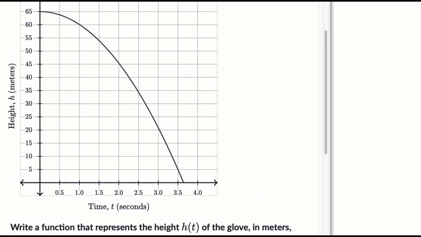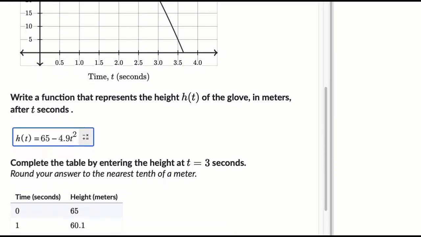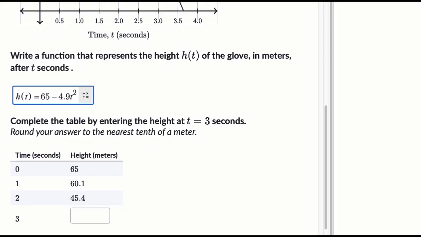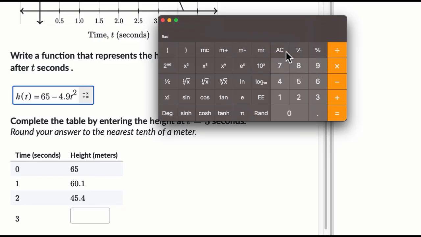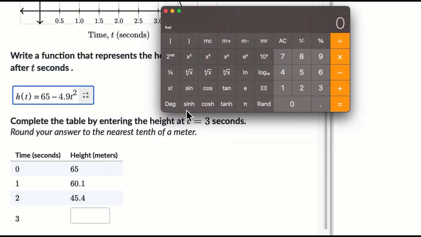So just to think about what's going on, if I look at this graph at 3 seconds, it looks like we're a little bit more than 20 meters in height. And let's see if this function we created gives us that same answer. And to help us there, let me get a calculator out. So we're talking about at 3 seconds.